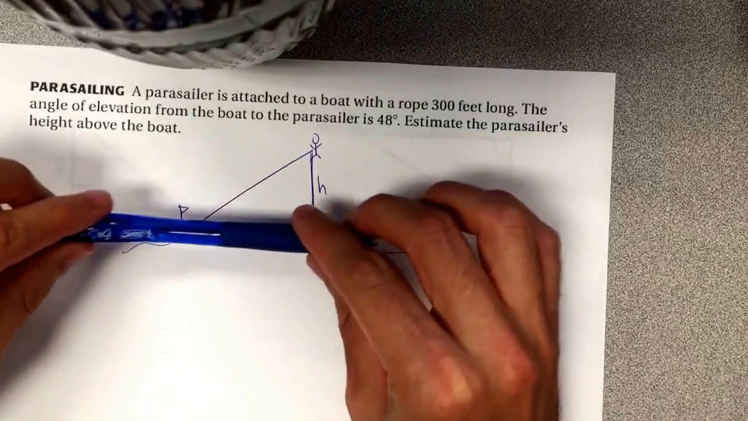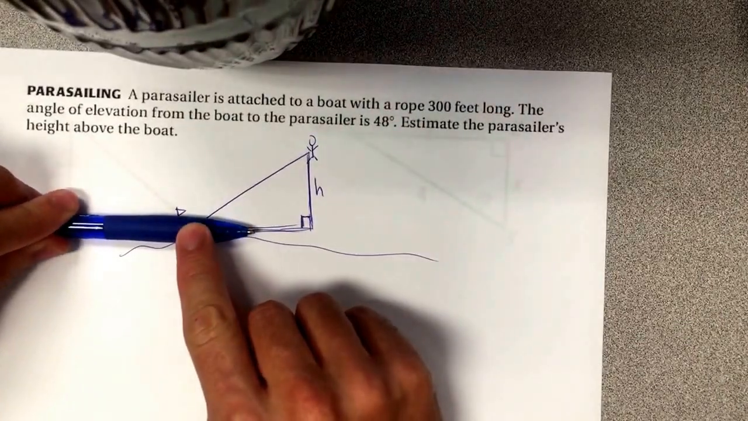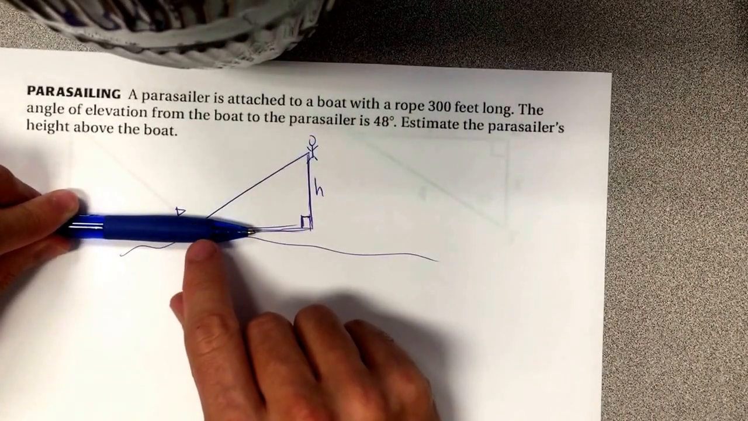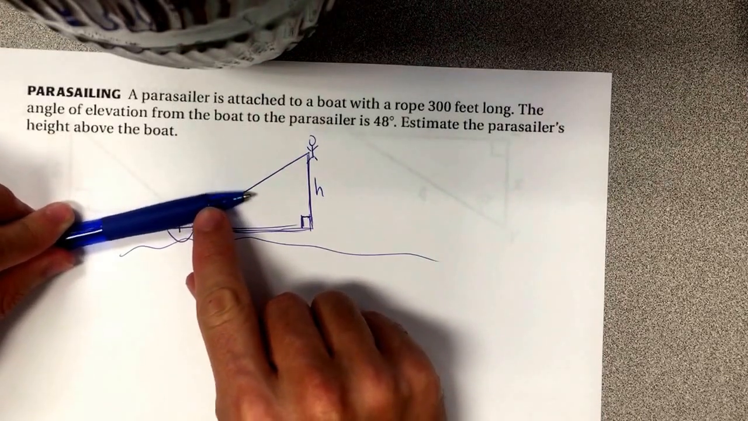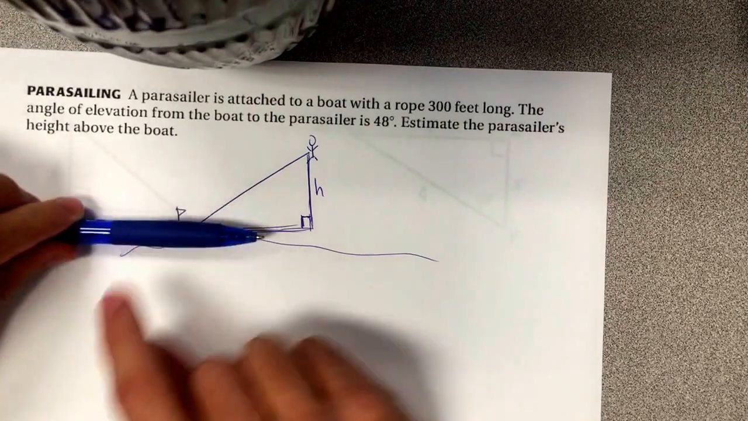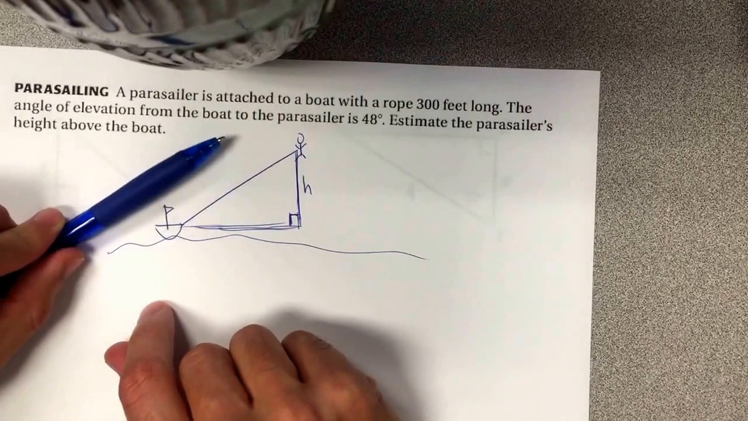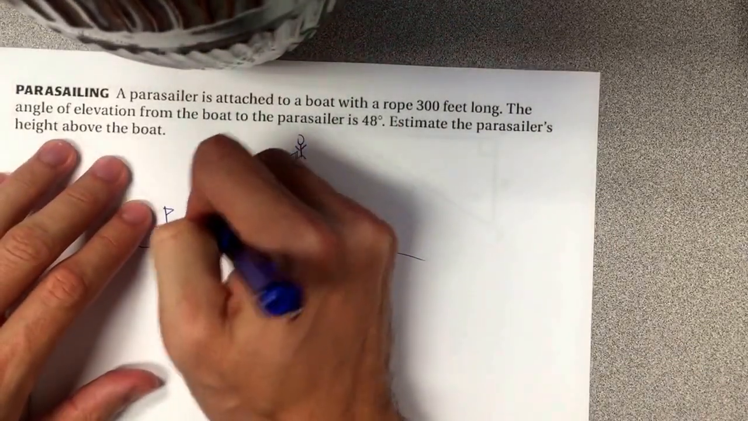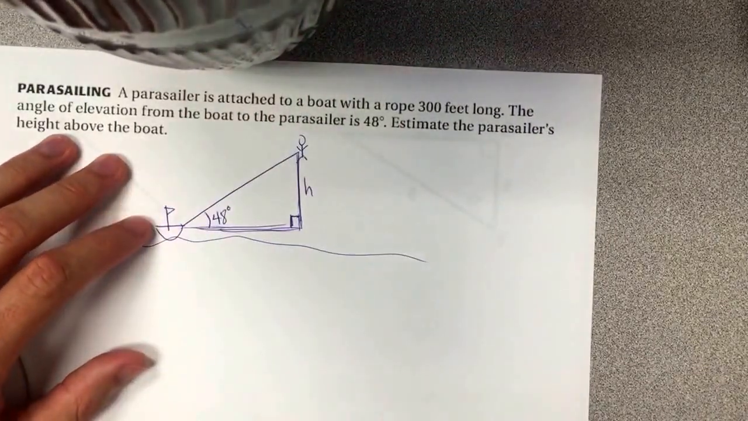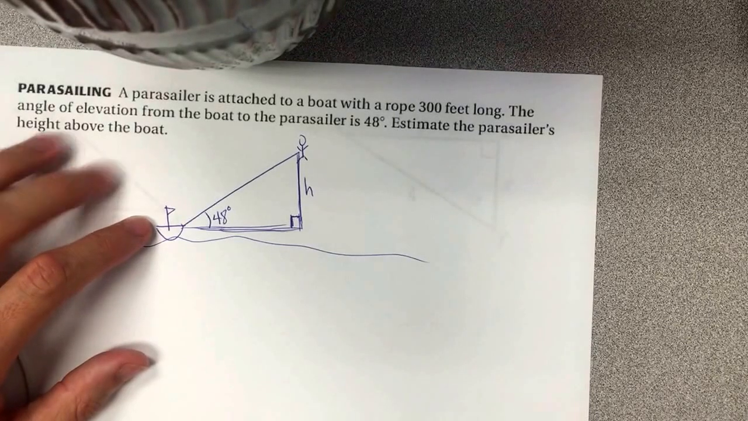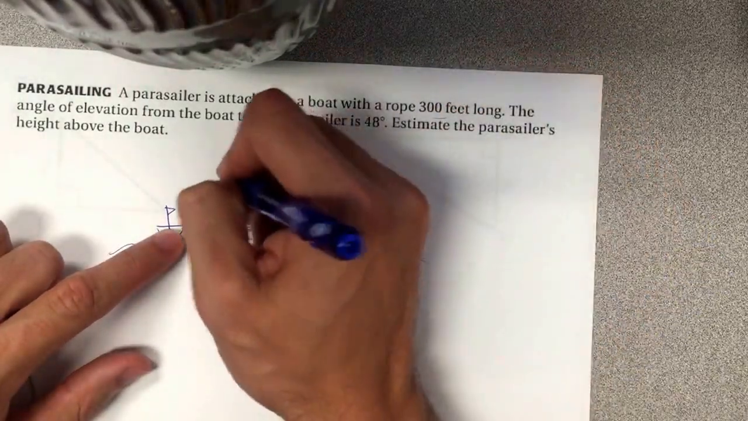So you have to think of it this way. If I was sitting in the boat and I was looking straight out, that would be 0 degrees. And if I look up, my angle of elevation rotates. So we go from looking straight out and then rotate up. So this angle here is 48 degrees. And then the rope that's attaching the person to the boat, it says is 300 feet.